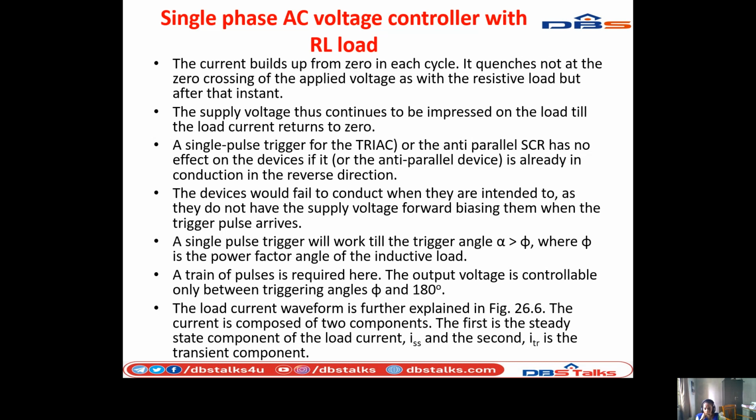If a device is already in conduction in the reverse direction, the other device would fail to conduct when intended to, as there is no supply voltage forward biasing it when the trigger pulse arrives. So a single pulse trigger will work only while the trigger angle alpha is greater than phi, where phi is the power factor angle of the inductive load. A train of pulses is required here. The output voltage is controllable only for trigger angles between phi and 180 degrees.